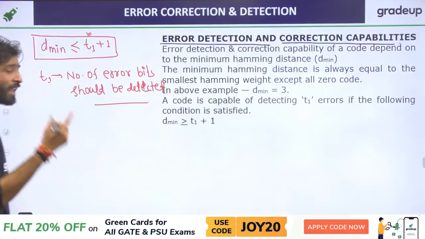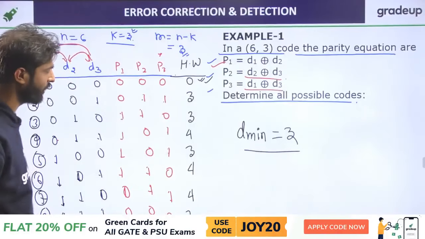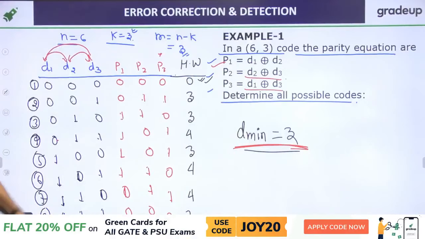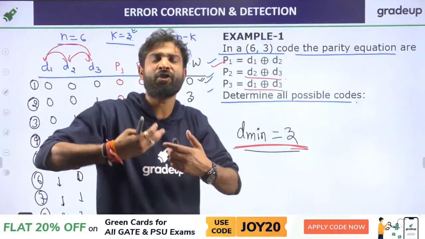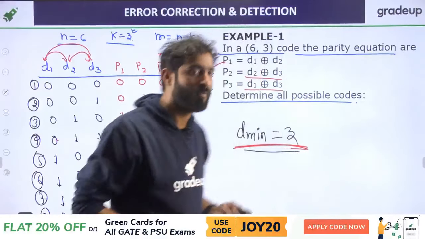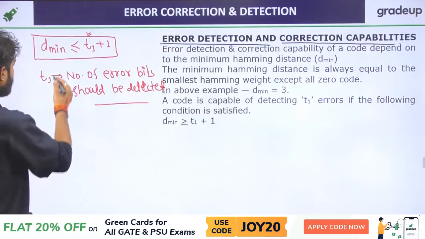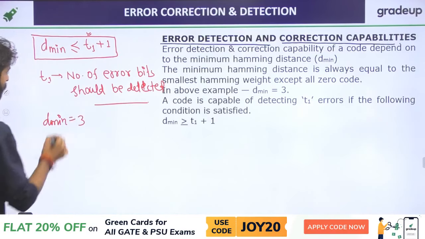So if we are taking the previous example, just take the example. What is the value of D3? For this code, if we want to find out how many bits of error we can detect, then the answer will be... What about the D minimum? D minimum is 3. So just put the value of 3.